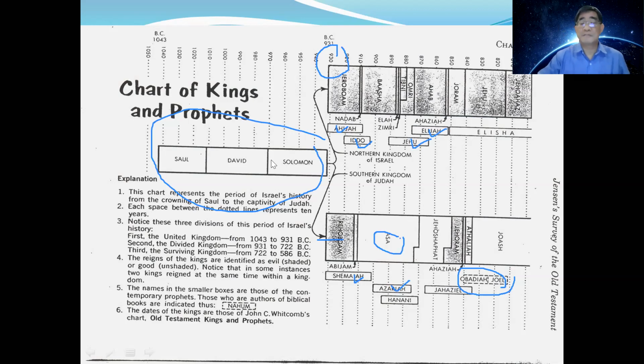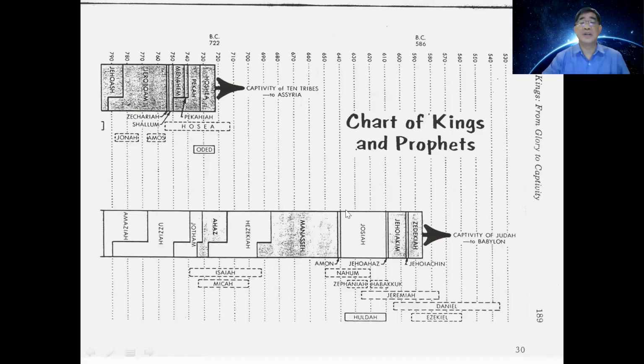They are actually prophets, but there are no books after their names. Okay, let me clear all this drawing now before I move to the next chart. The next chart is basically further on down the years. You can see here now.